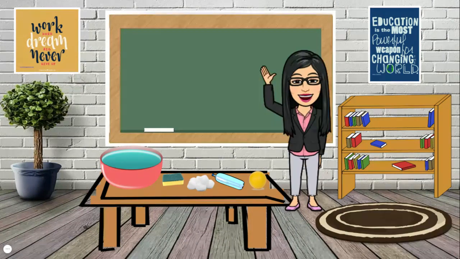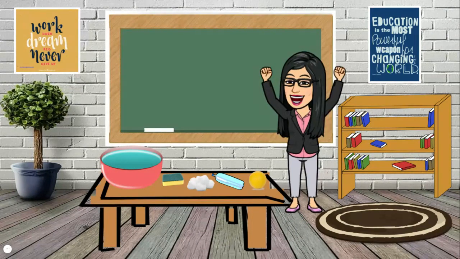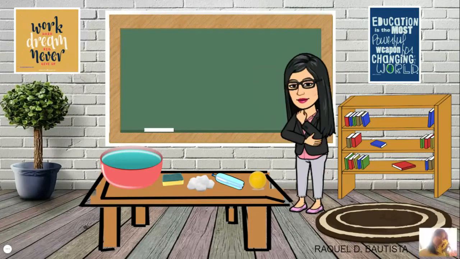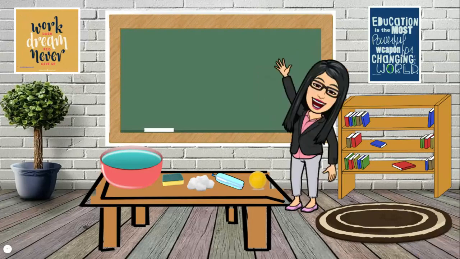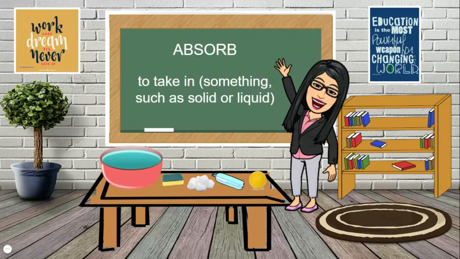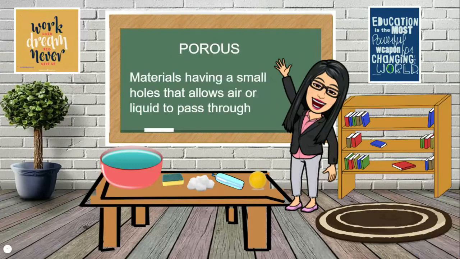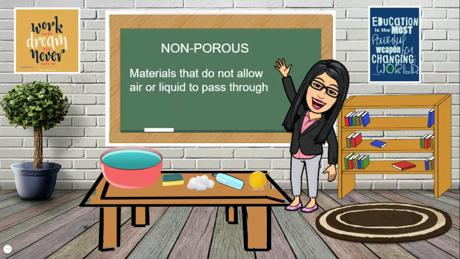To begin with, let's first read the words that are written on the board. Absorb: to take in something such as solid or liquid. Porous: materials having small holes that allow air or liquid to pass through. Non-porous: materials that do not allow air or liquid to pass through.